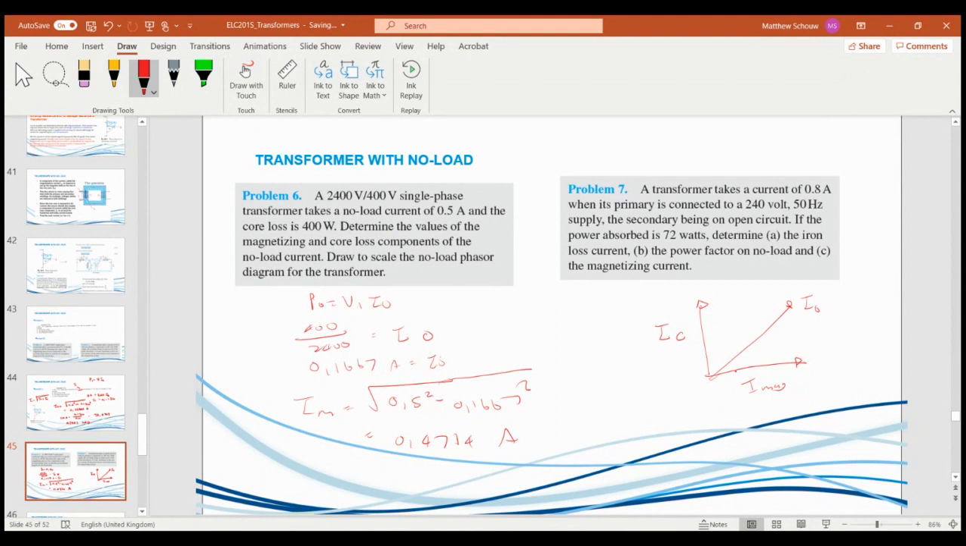And if you do want to work out the power factor again, you're going to take the I0 part again, IC, the core loss component. It's just going to be cos phi equals IC, which is 0.1667, divided by 0.5. You could obviously use sine as well. So cos phi equals 0.1667 divided by 0.5, and we get an answer of 70.54 degrees, and that's basically your answers. You've got your core loss and your magnetizing component, and you're basically done.